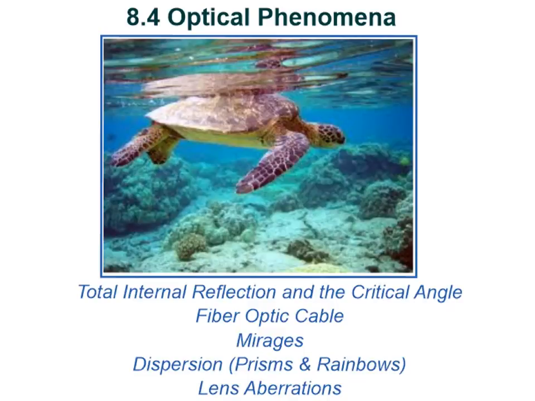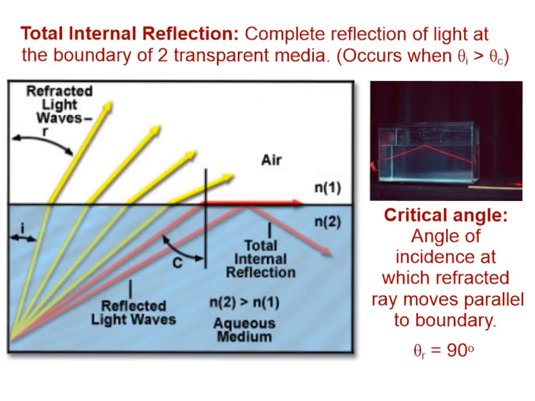Hello and welcome to this video about optical phenomena. In this video, we are going to look at total internal reflection and the critical angle. We will look at fiber optic cable, mirages, dispersion, and examples of that in prisms and rainbows, and we'll look at lens aberrations. So let's take a look at what we mean by total internal reflection.